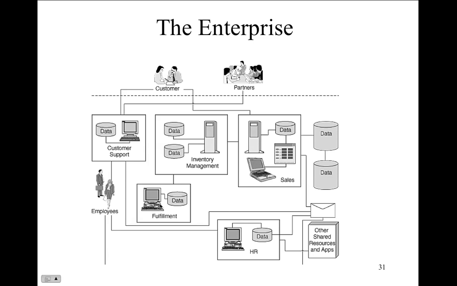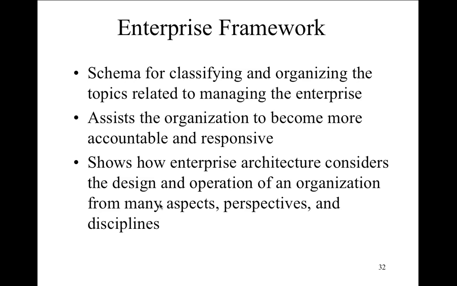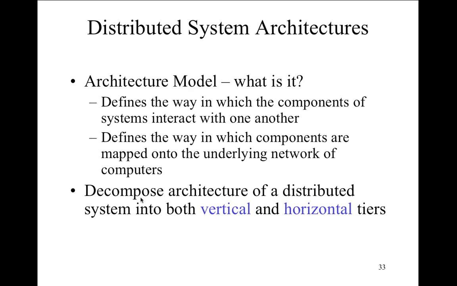So the Java Enterprise Application Development Environment builds applications for the enterprise, not for a single standalone computer, which is really the big difference between the standard JDK and the EE version of the software package or APIs. So the framework is the classification. It's the scheme for classifying and organizing the topics related to managing the enterprise. And I hit the slide last time. This is where I pretty much ended, showing the enterprise architecture, considering the design and the operations of an organization, and many of the different aspects, components, and disciplines. And this concept of the distributed system architecture is, I believe, where I left off.